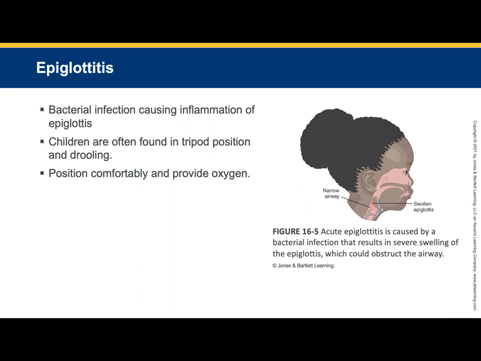Children are often found in the tripod position and drooling. The tripod position, remember, is because they're leaning over, supporting their body against something because they're allowing gravity to help pull their chest away so they can take deep breaths. They're drooling because it hurts to swallow. You have that raw, sore part of their throat that they just don't want to swallow with. Treat them gently and try not to make them cry because that's going to be very painful.